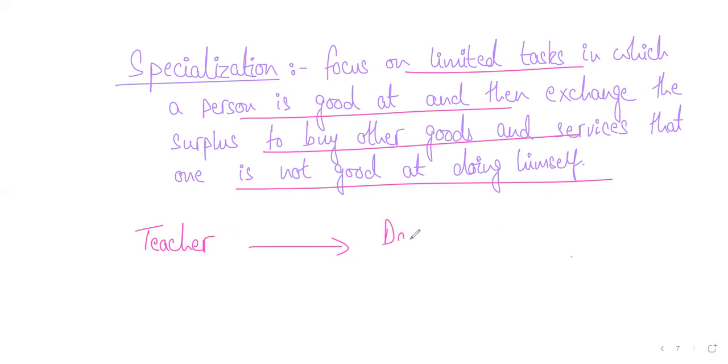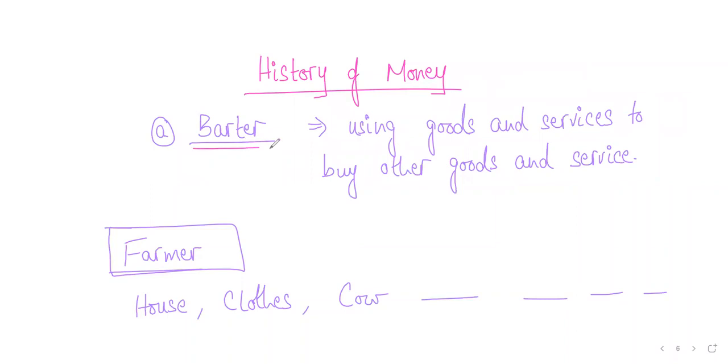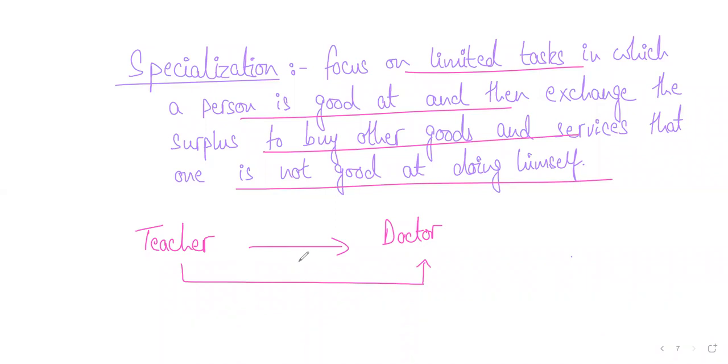So let's say I'm not a doctor, I don't know what to do if I fall sick. But I'm a teacher. So if I have to go to a doctor to take his services, in exchange for his medical services, I can offer to teach his kids or her kids for free. So that is how things started off in the barter system, because there was no currency, there was no concept of money. So people used to use goods and services to buy other goods and services. That is what happened. But specialization made it necessary.